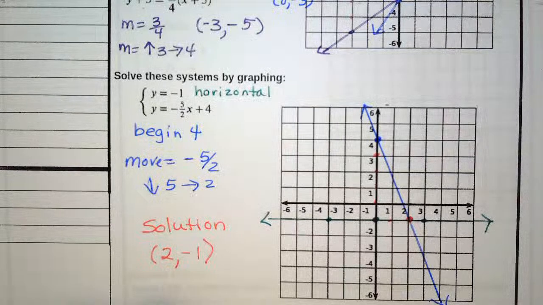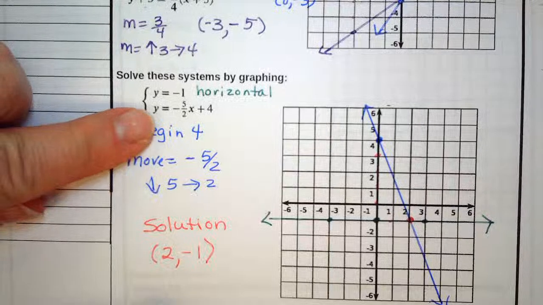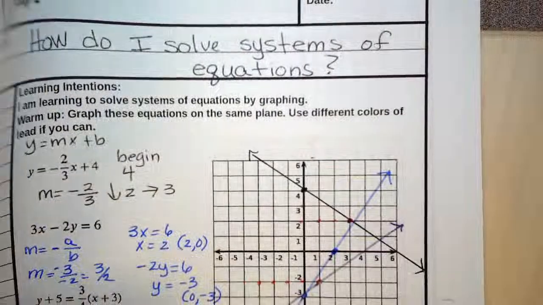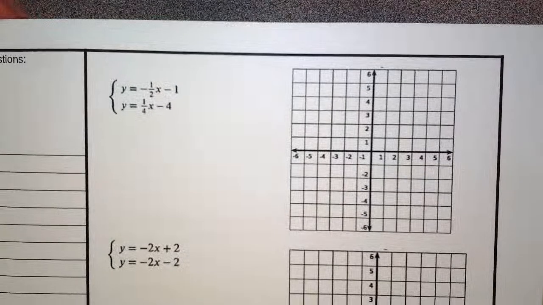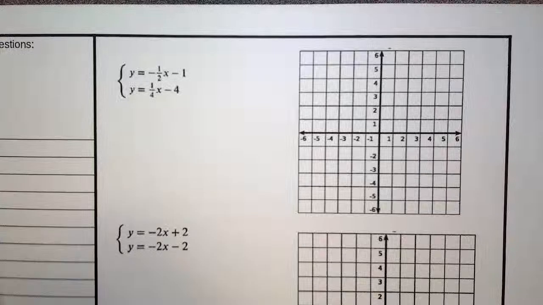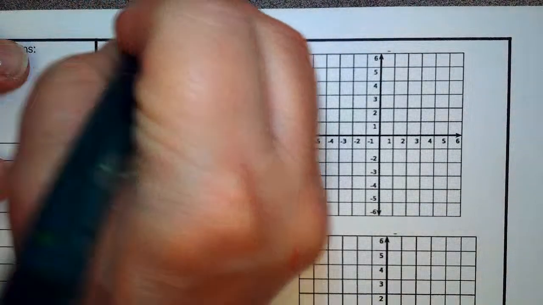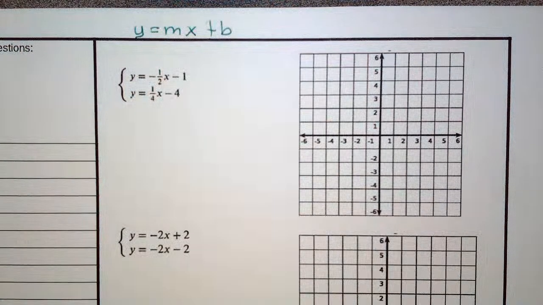Y equals mx plus b. B is where you begin. B is that last number. Your slope is right in front of x. So that would be negative 5/2. That tells you how to move. M stands for move. B stands for begin. Your solution is the point or point of intersection. I'm just going to put that up there so you remember where the different numbers come from.